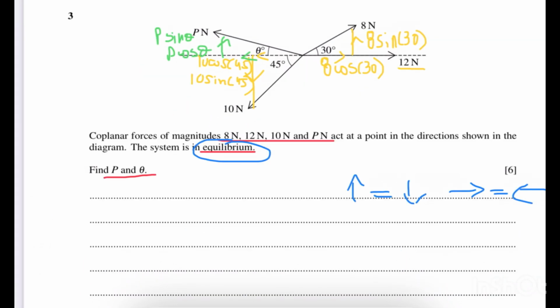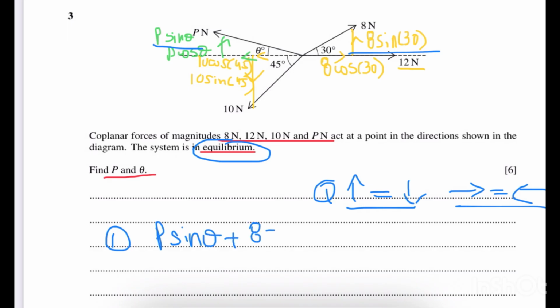So now let's write these forces in terms of these two conditions. As for the first one, we were talking about the vertical forces. So this P sin theta and 8 sin 30 are acting in the same direction. This will be P sin theta plus 8 sin 30. This must be equal to this downward component force of 10 sin 45.